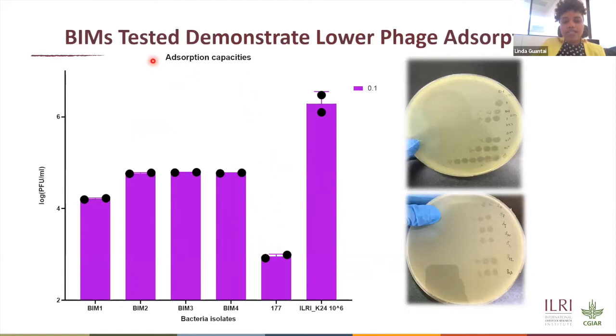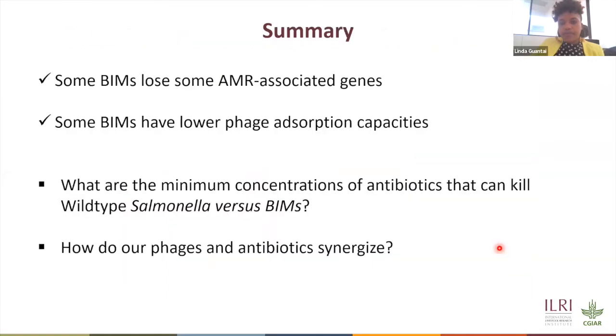We can see that the bacteriophage insensitive mutants demonstrate lower phage adsorption as compared to the wild type, this Salmonella 177. And also the BIMs had varied phage adsorption capacities. In summary, we observe that some BIMs actually lose some AMR-associated genes, and some BIMs have lower phage adsorption capacities.